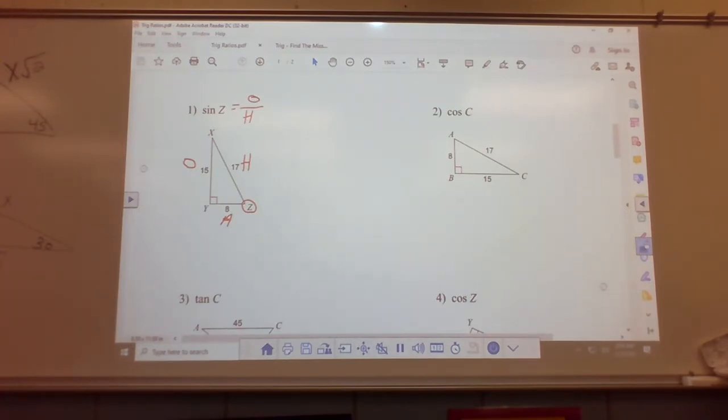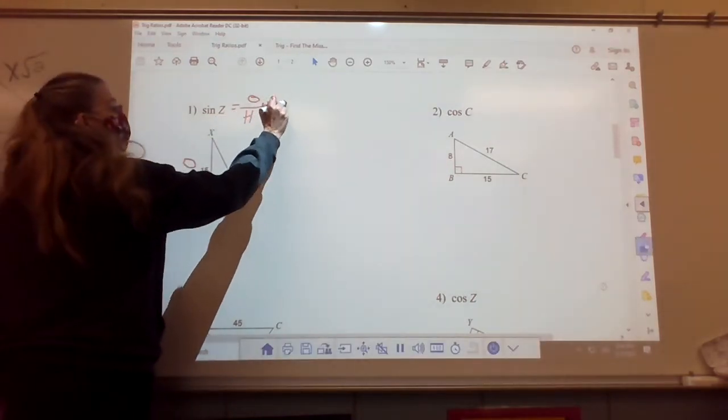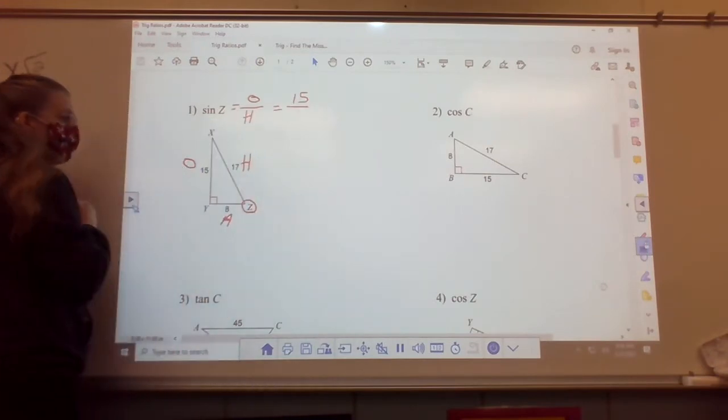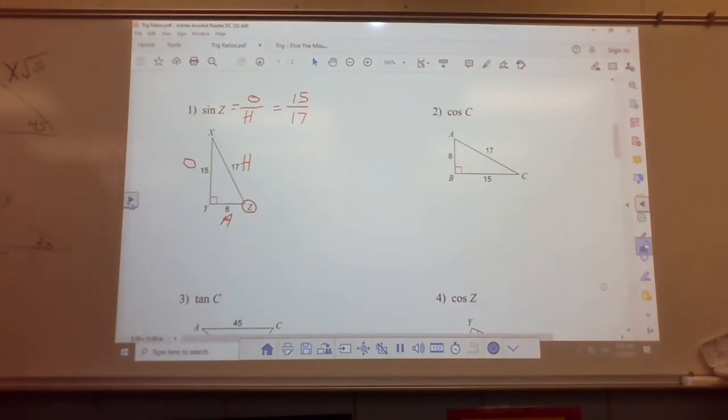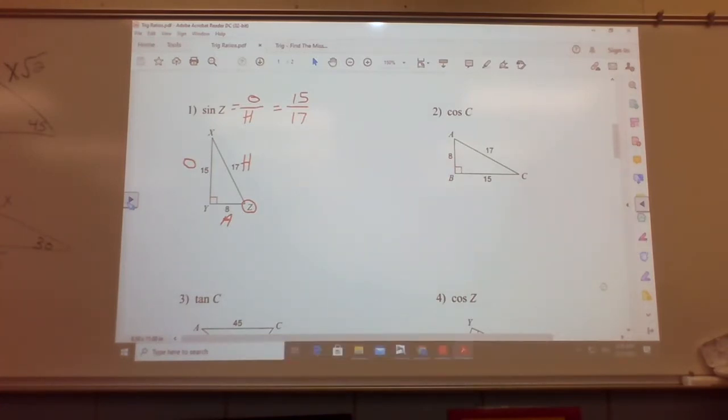Now I just write the fraction. So the O is what number? 15. The H is which number? 17. Now on this worksheet, that's all we're doing. Like I said, we're not really actually solving anything. We're just trying to understand some relationships. So in this case, if I'm talking about the sine of angle Z, the sine is the relationship between those two sides, which is 15 over 17. Are we okay on number 1?